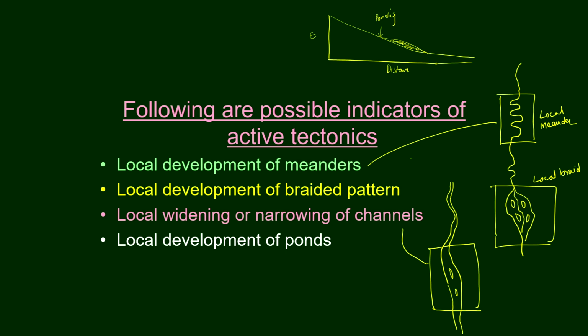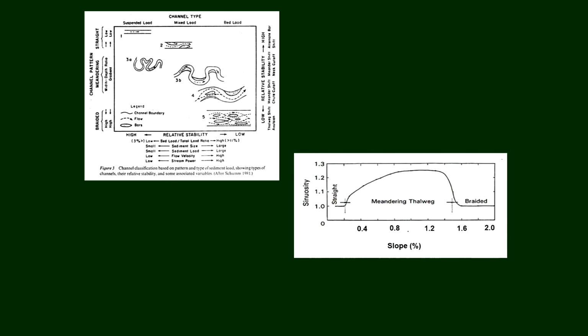So, if we are not having consistently this sort of indicators or the channel pattern for a longer distance, then we need to check what are the reasons for this local changes in the channel pattern. Could be related to your active tectonics. So, these are the two figures we have already discussed in the previous lecture.